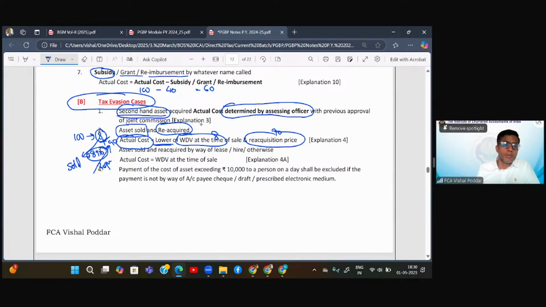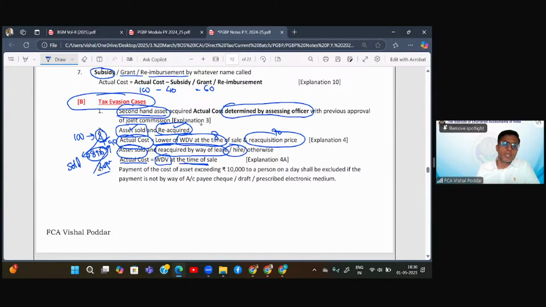Same thing, after the government made this particular provision, people started doing some other adjustment. What? They sold the asset, and instead of repurchasing it, they again took back the asset under lease, under a hire. So instead of repurchasing it, they took it under the lease method. But the same thing they tried to do. So again, what will be the actual cost? It will be the WDV in your books at the time you sold. So where you are purchasing the same asset or you are taking it back on lease, we will take your WDV in the books only, which was there originally. So there will be no scope of manipulation.